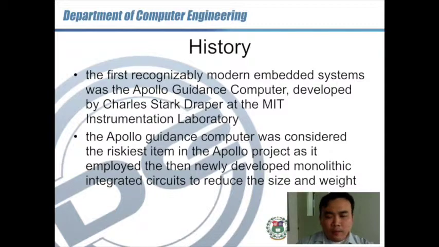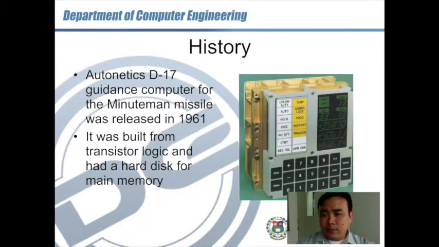So, of course, the Cold War, thanks to the Russians and the Americans pointing missiles at each other, also led to the development of a guidance computer for the Minuteman missile. It's a ballistic missile with a nuclear warhead, and it was released in 1961. This particular computer is made out of transistor logic with a hard disk and a main memory. So typically, it is the start, or the prototype, of things to come in a modern computer system.